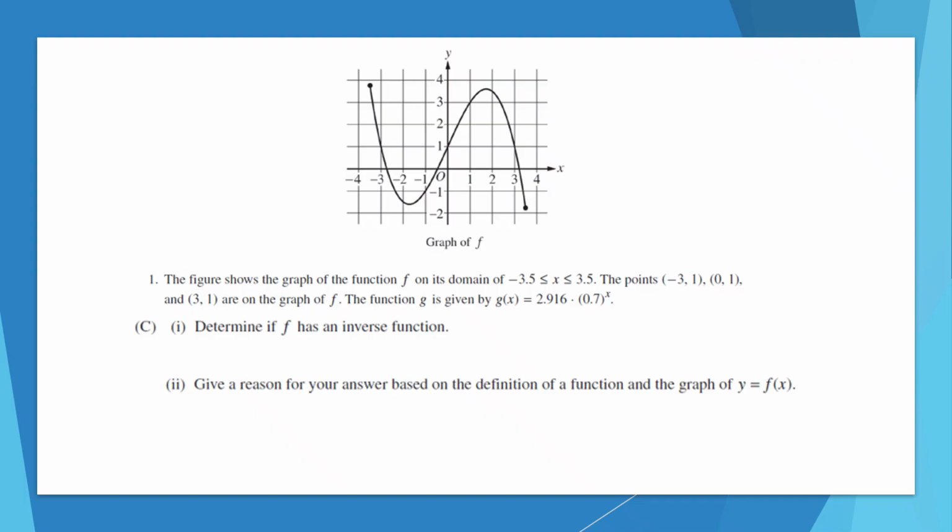All right, part C, determine if f has an inverse function. Give a reason for your answer based on the definition and the graph. So here the answer is no, right? It clearly does not pass the horizontal line test. And more specifically, if we were to graph the inverse, the inverse would not be a function. Graphically, it would look a little something like this, which would then not pass the vertical line test. We don't need to explain any of that. Here for part 1, we can just write no. It does not have an inverse function.